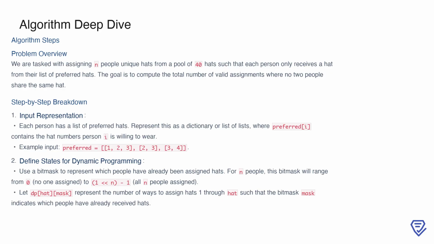Next, we define states using dynamic programming. Here, a bit mask is used to track which people have already been assigned hats. With n people, the bit mask ranges from 0, meaning no one has been assigned, to (1<<n)-1, meaning all n people have hats. The DP state, DP[hat][mask], will represent the number of ways to assign hats 1 through the current hat such that the bit mask indicates which people already have hats. This setup forms the framework for our solution.